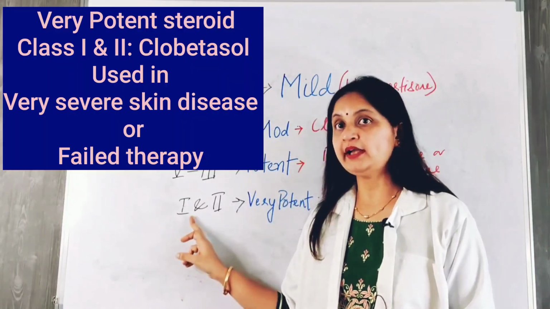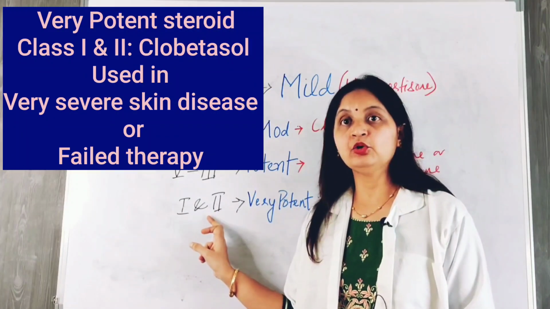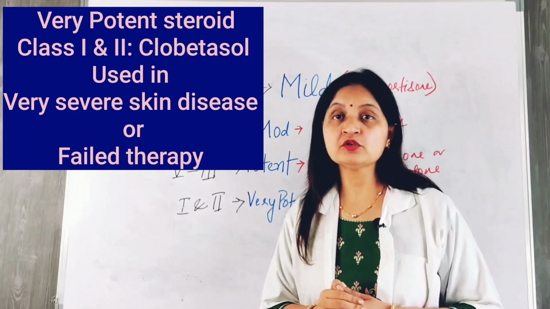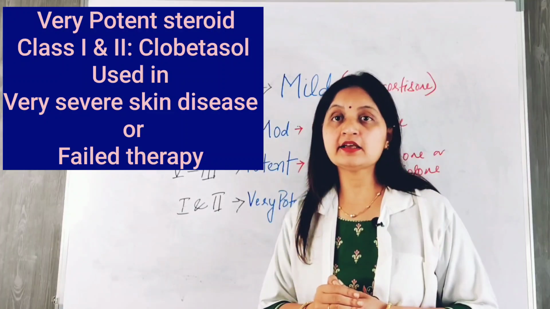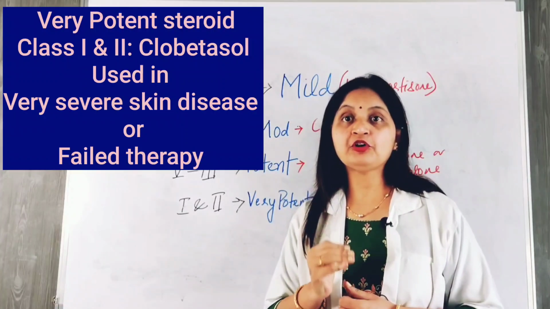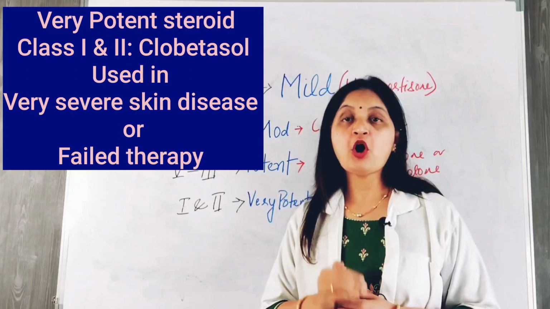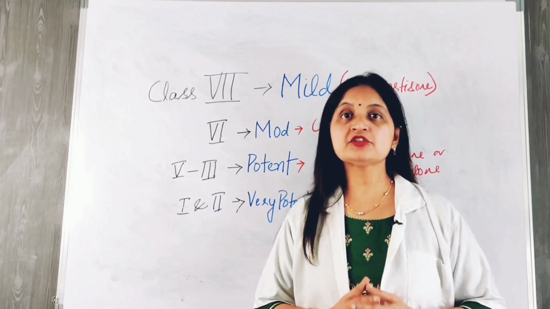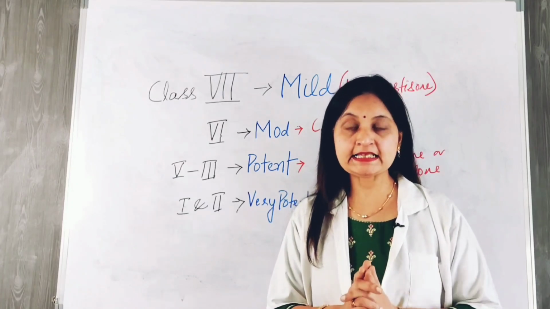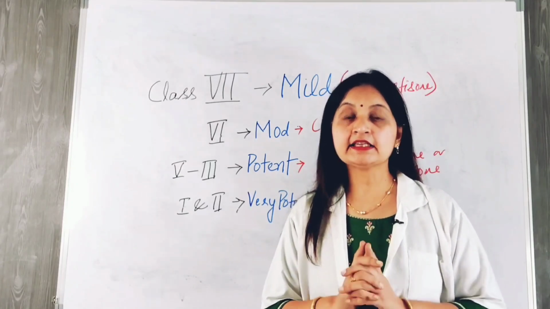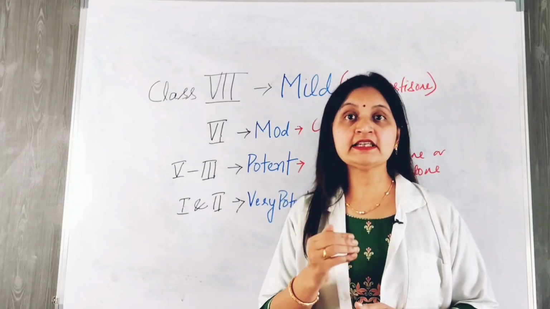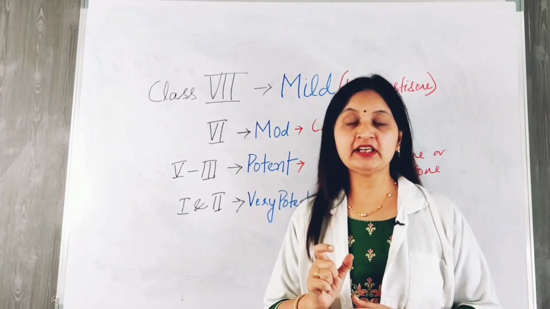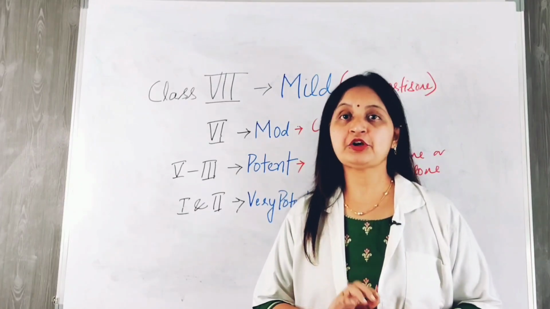So the next is class 1 and class 2, and in this group is included clobetasol, which is a very potent steroid, and this should be avoided for use on face and neck and in occluded areas such as armpits, and they are preferred for treatment of very severe skin conditions or in case of failed therapy with other steroids. In this way, topical steroids should be selected on the basis of potency, severity of the skin disease and the site of involvement. So the more severe the skin disease, the more potent the steroid to be used, and if the skin condition is less severe, a less potent steroid is used.